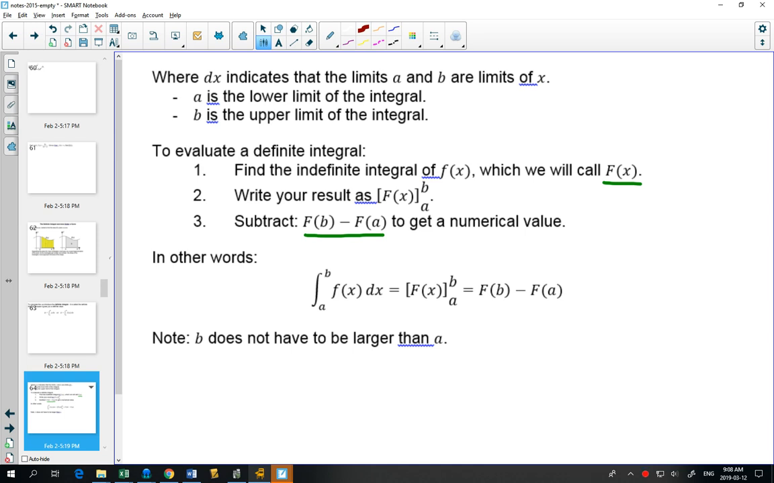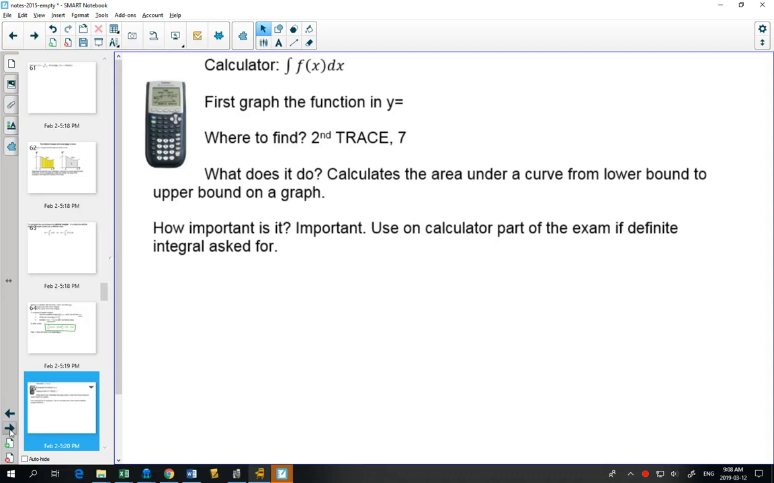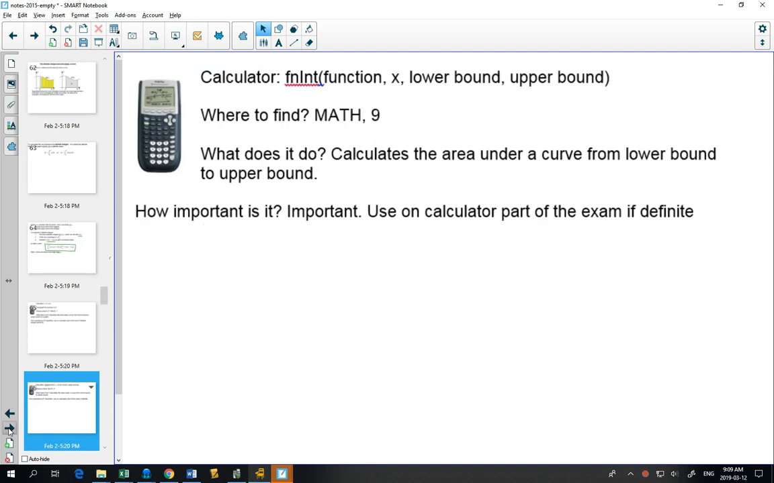So we can put a box around this. This is the big idea and all the work that we'll need to show. If you want to find the area under a curve, or the definite integral from a to b of f of x, you integrate, and then you plug in b, and you plug in a, and subtract them, and voila, you have your definite integral. And we've got some stuff on our calculator as well. We'll look at some of the calculator stuff in a bit.